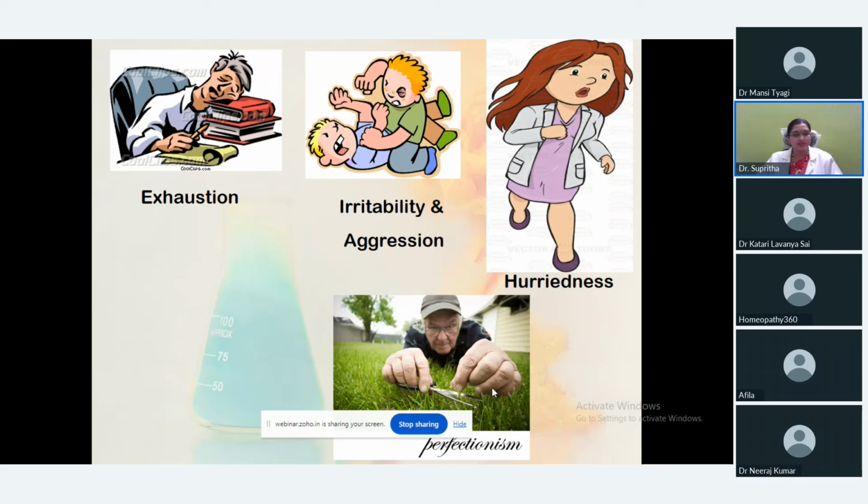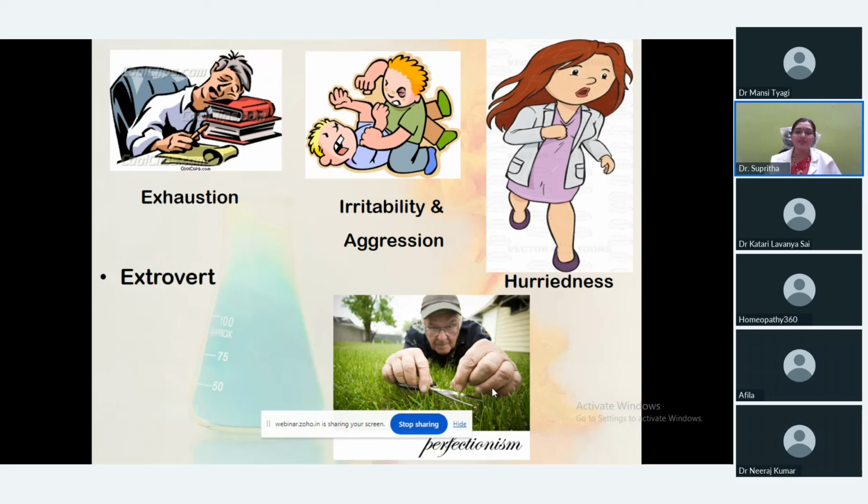Can you name other perfectionists? Any other remedies? Arsenicum album, right. What about hurriedness? Can you compare any other remedies? Hurriedness? Okay. Irritability and aggression? So, irritability and aggression we can compare with one of the remedies, Nux vomica. Hurriedness also we can think of Argentum nitricum.